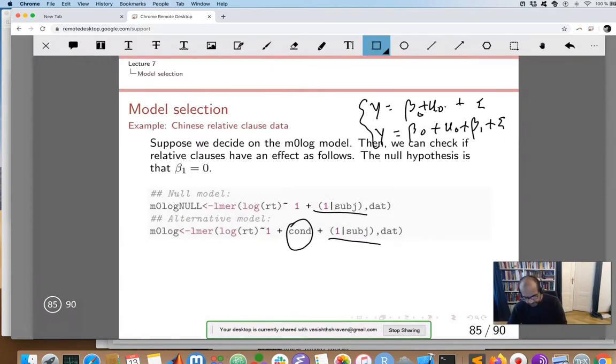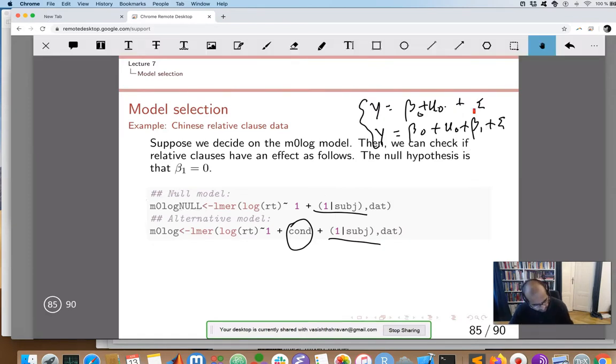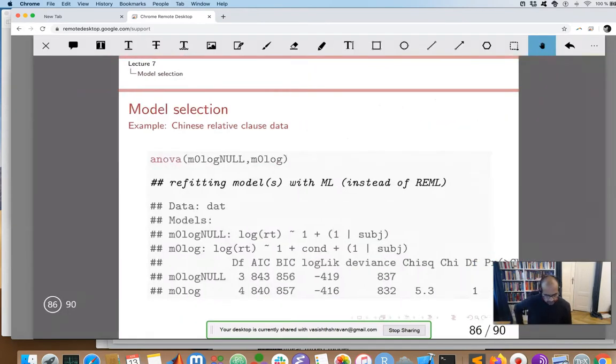So what I'm now doing is I'm going to compare models with and without the slope. The only thing I'm going to vary now is the presence or absence of the slope. So these are the two models. One I'm going to call the null model, and the other is the non-null model. The random effect structure is the same in both the models. Again, we are going to use the likelihood ratio test to check whether the fixed effects are justified or not.